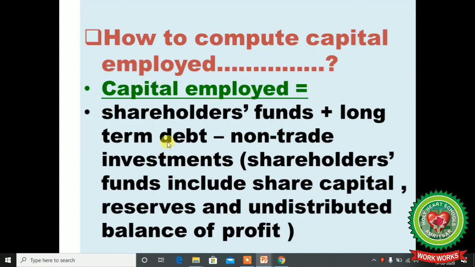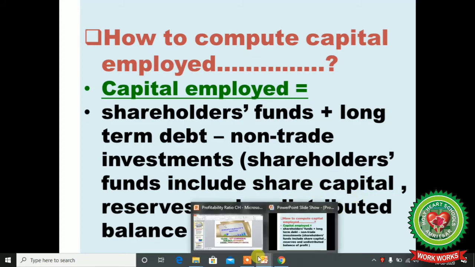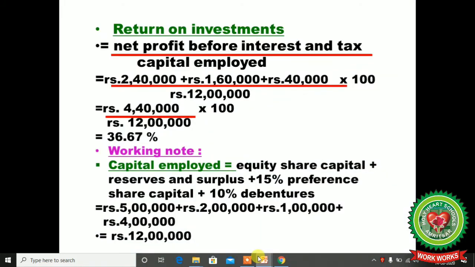Here firstly the owners invested, then sometimes the owner borrowed money from outsiders, banks or any lender, minus non-trade investments. Shareholder funds include share capital, reserves and surpluses, and undistributed balance of profits. This one is the formula. So net profit before interest and taxes is considered here, so for this, add the interest and tax.